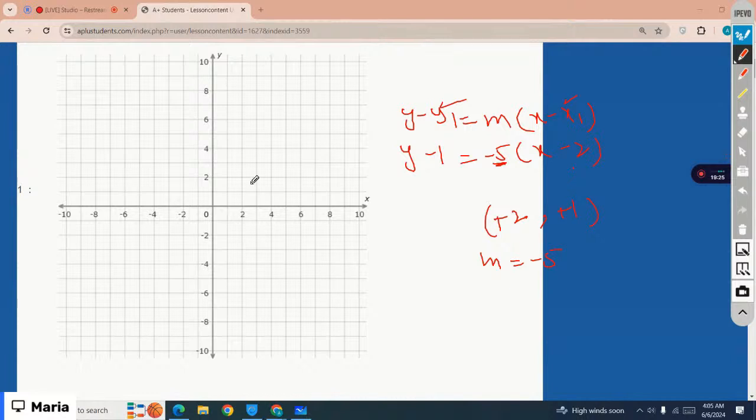So let me first plot the point on the graph, right? x is 2, y is 1, here is 2, 1. Then you have the slope -5 over 1, right? That means you need to move down 5 units and right 1 unit, right? 1, 2, 3, 4, 5 down and 1 right. So here you just have to join these 2 points and make a line. Got it?